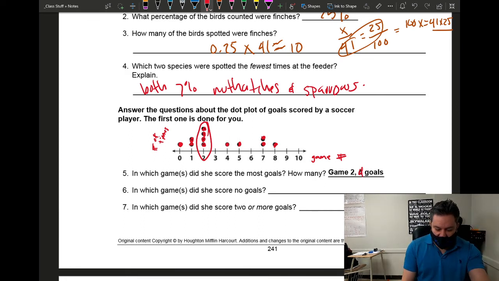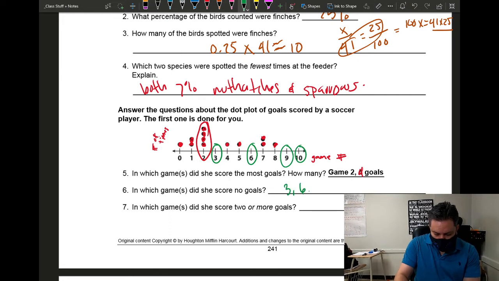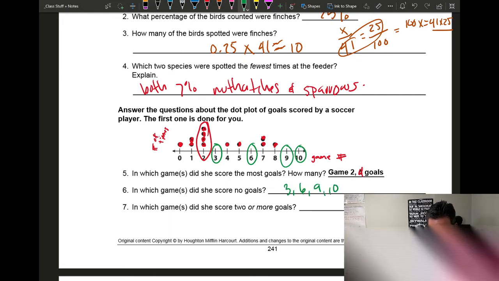In which games did he not score anything? What game numbers he didn't score anything? He didn't score on 3, 6, 8, 9, and 10. He didn't score any.